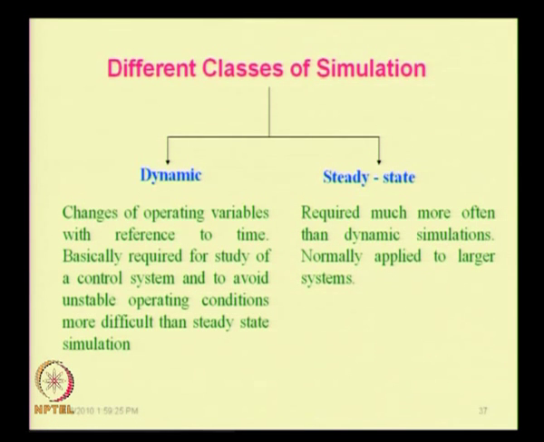These are all necessary evils. Whenever you study something, you should also learn the background theory. But as is our wont, we will start working out problems from the next class. Different classes of simulation: it can be dynamic or steady state, that is, transient and steady state. In transient, you are worried about the change of operating variables with reference to time, basically required for a control system to avoid unstable operating conditions. Okay, I have already explained the background to you.